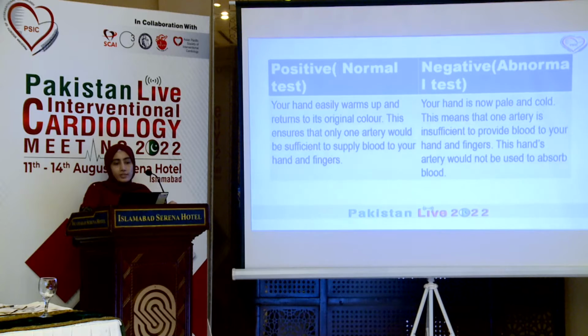If your test is positive, your hand easily warms up and returns to its original color. This ensures that only one artery would be sufficient. If the test is negative, your hand is now cold. This means that one artery is insufficient to provide blood.